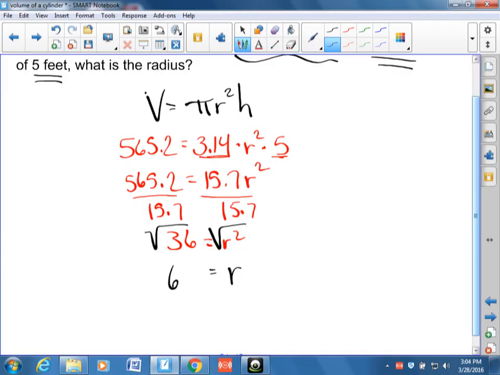The last thing we need is a unit. And now we've got to kind of stop and think, do we want feet? Do we want square feet? Or do we want cubic feet? Since radius is just a linear measurement, we just want feet.